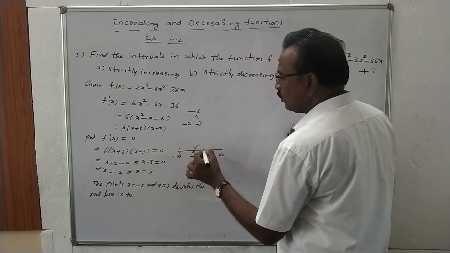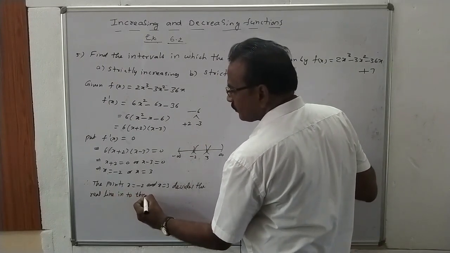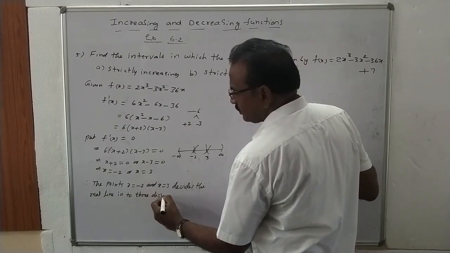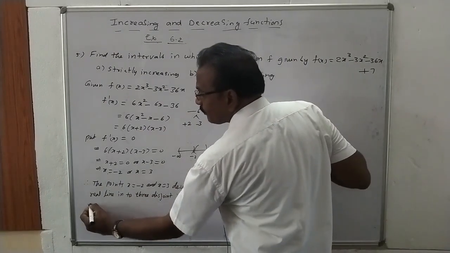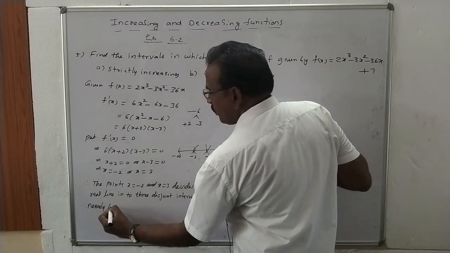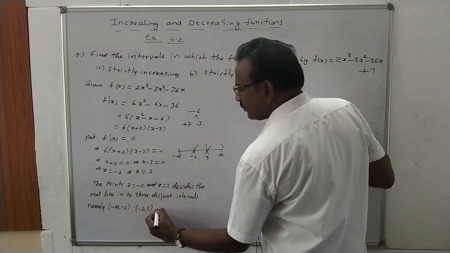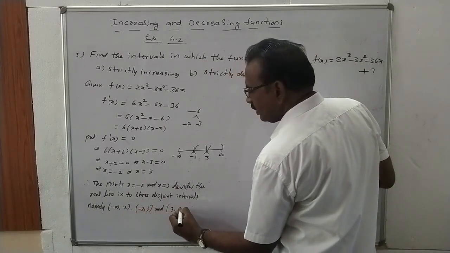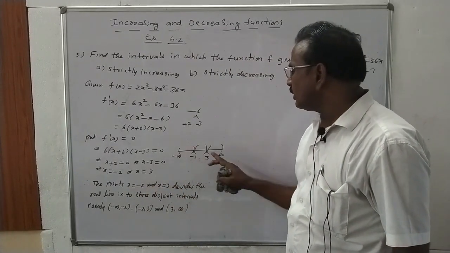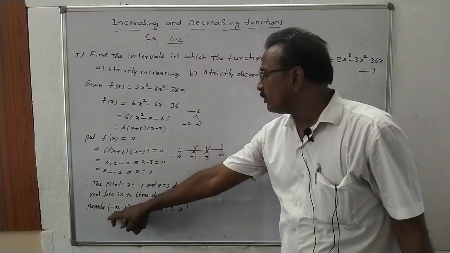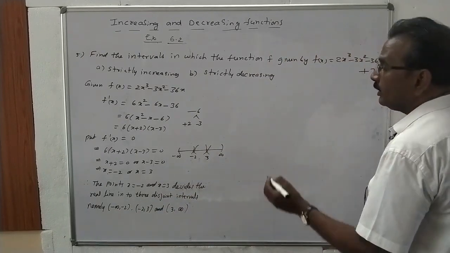So 1, 2, 3 sub intervals. So the real number line into 3 disjoint intervals, namely open interval minus infinity comma minus 2, open interval minus 2 comma 3 and open interval 3 comma infinity. So these are the 3 intervals. So these 2 points x is equal to minus 2 and x is equal to 3 divide the real number line into 3 intervals, namely minus infinity to minus 2, minus 2 to 3 and 3 to infinity. So draw a table.